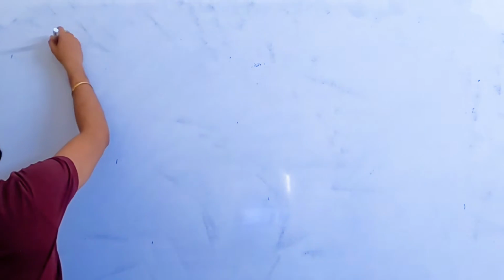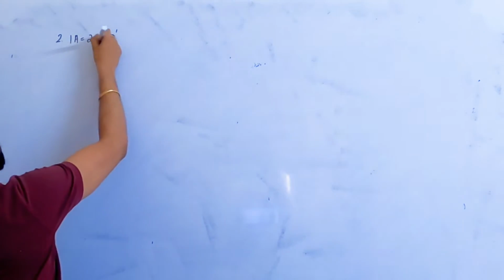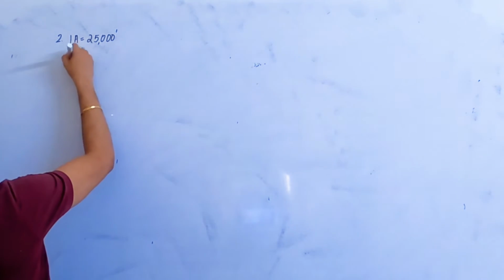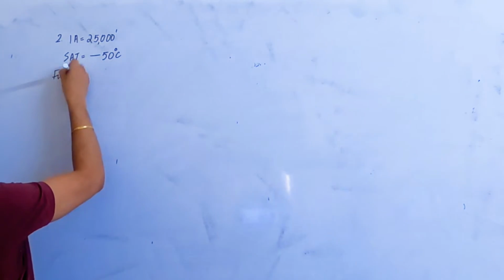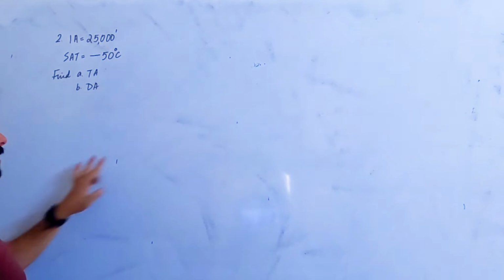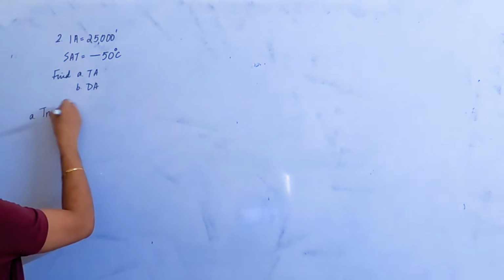An aircraft is flying at an indicated altitude of 25,000 feet. Static air temperature is minus 50 degrees Celsius. Find A, true altitude, B, density altitude. So first let's find out true altitude.